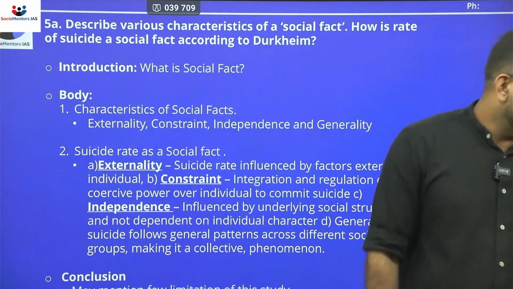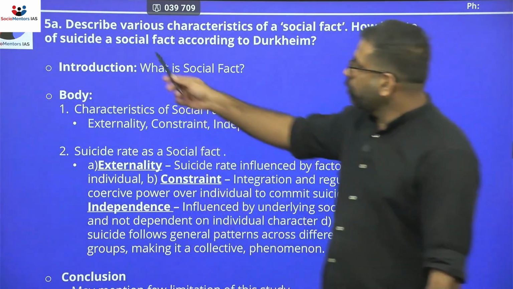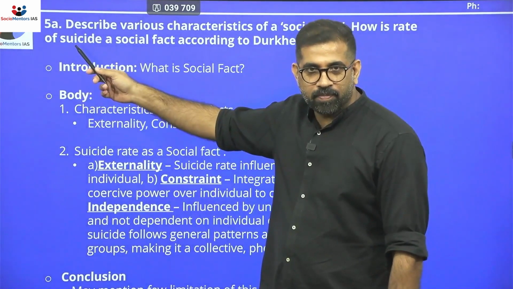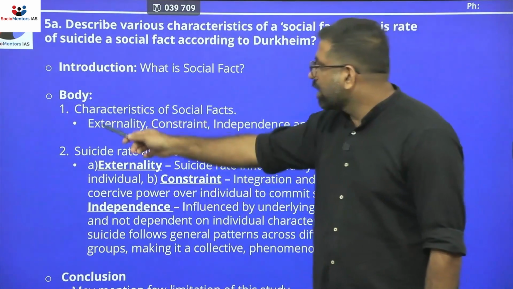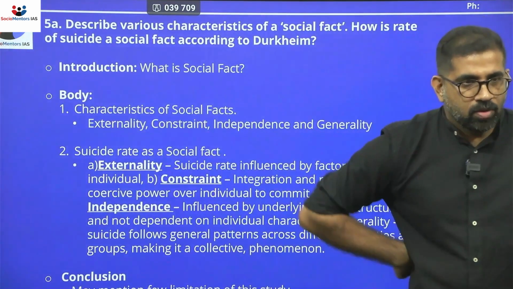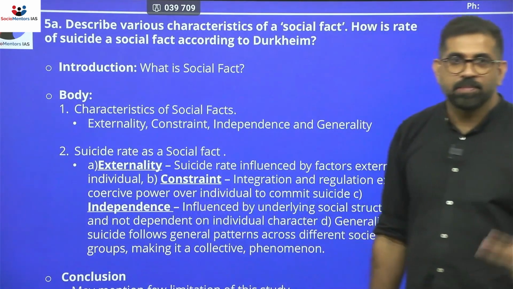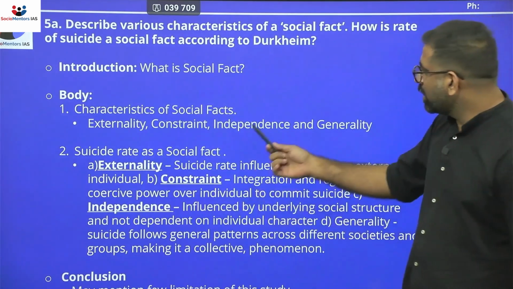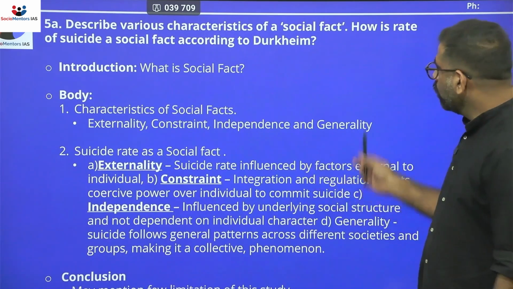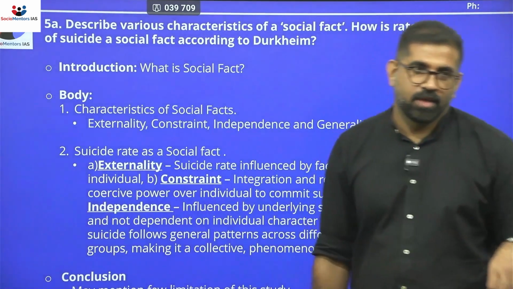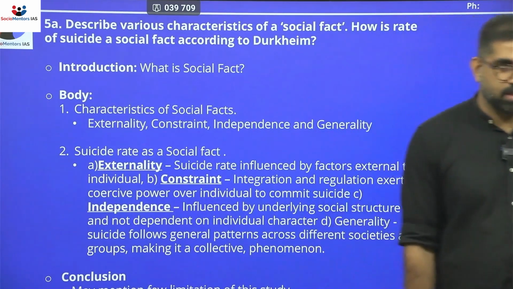See, in order to address this part, the ideal thing to do is to say that the rate of suicide is a social fact by connecting it with the characteristics of social facts. How suicide rate is external to an individual. How suicide rates place constraints on the individual. How suicide rate shows independence. And how suicide rate is general. If you can explain that, only then will you be properly addressing that particular question.